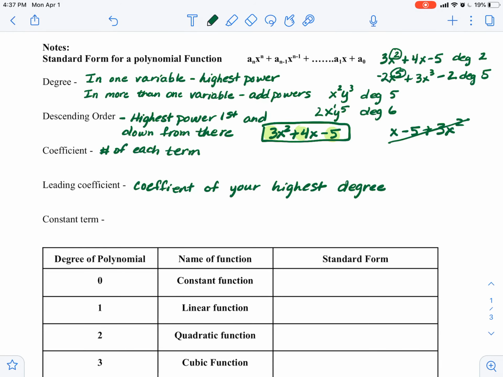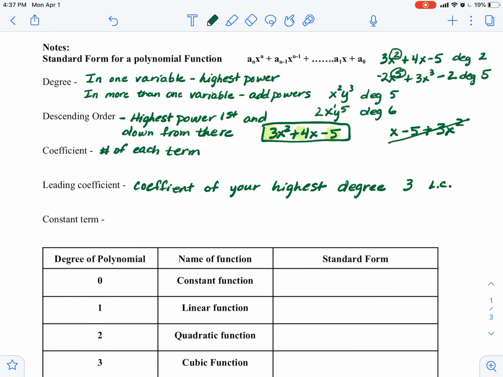So in this case, the example I gave you here, our leading coefficient would be 3. And a lot of times we'll put LC. Leading coefficient is 3. Now, why do we care what the leading coefficient is? Well, we've done graphing before. We know that if it's positive, our graph opens up. If it's negative, our graph opens down.